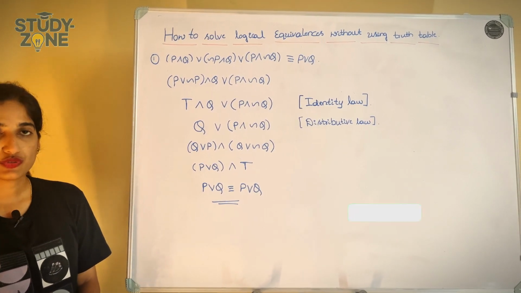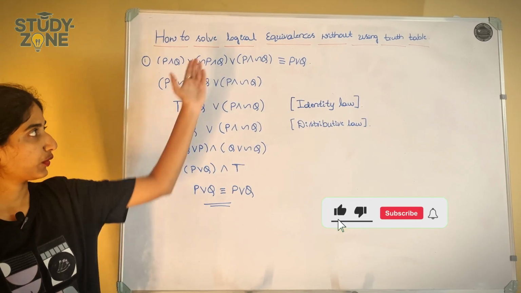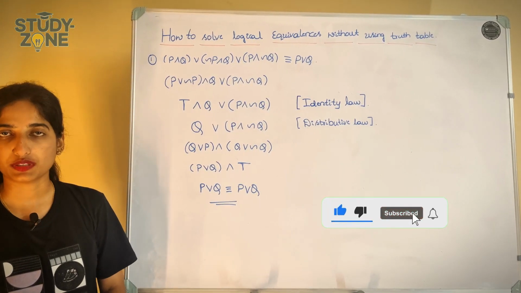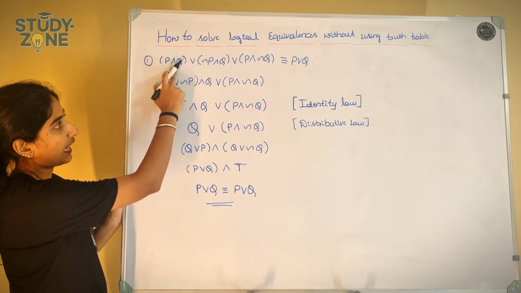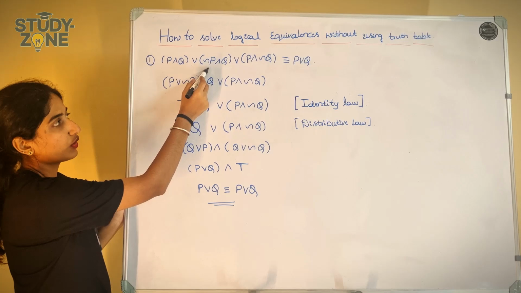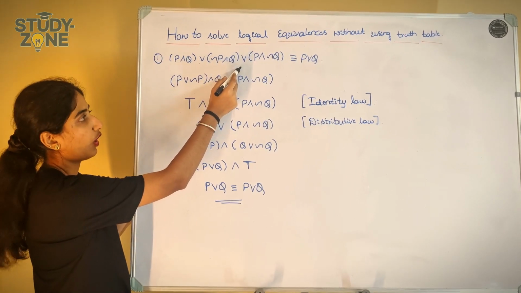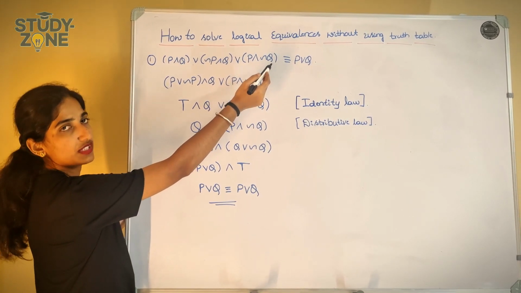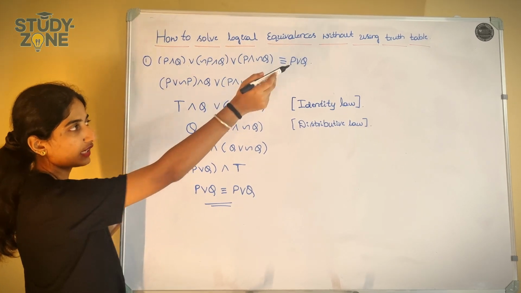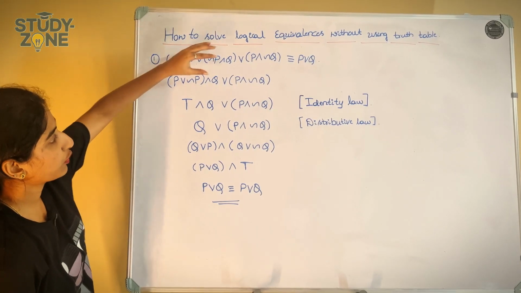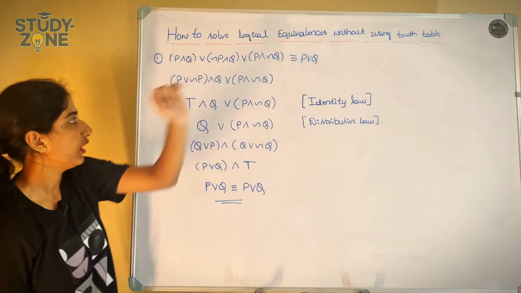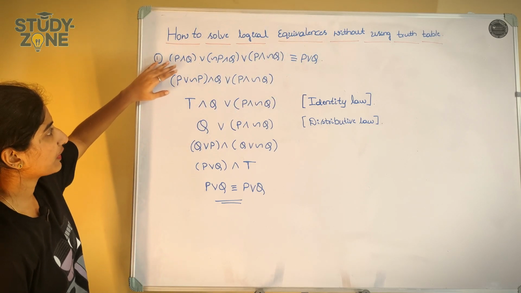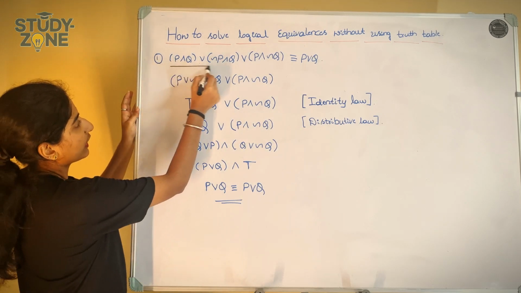So today I am going to solve some more problems on logical equivalences without using truth table. So let us go through the first problem, that is (P and Q) or (not P and Q) or (P and not Q) is logically equivalent to P or Q. So it means we have to prove that LHS is logically equivalent to P or Q. Okay, so let us consider first these things only.